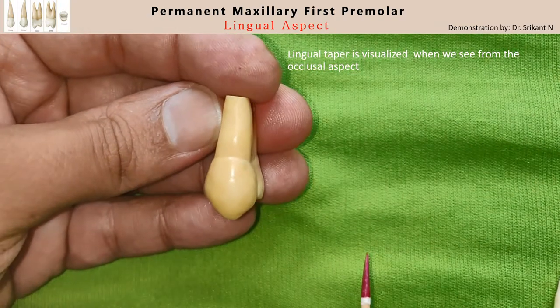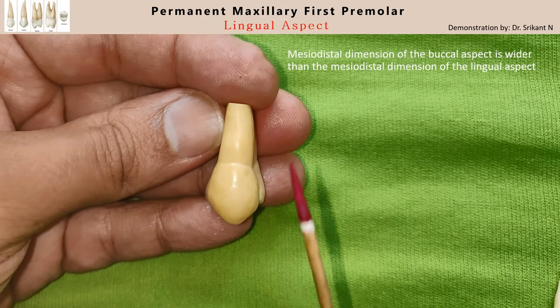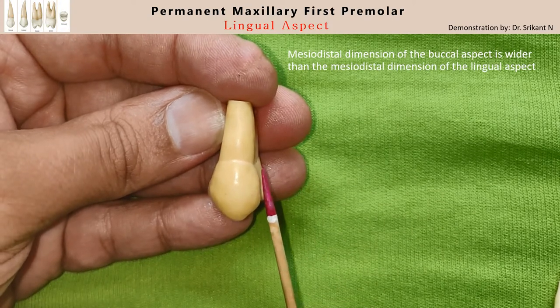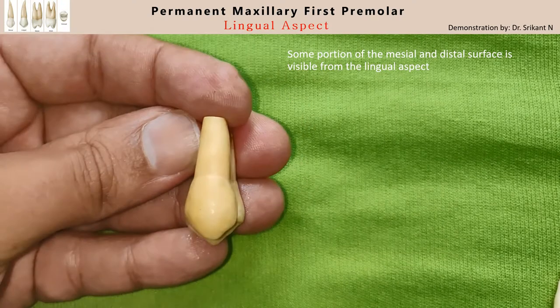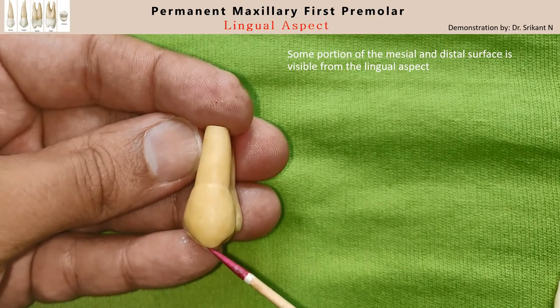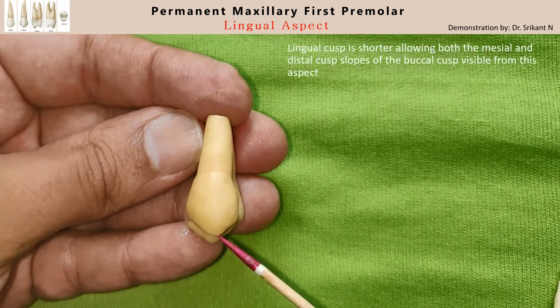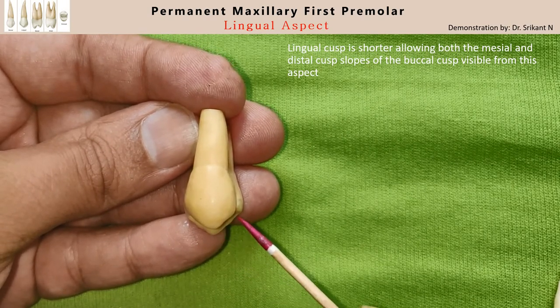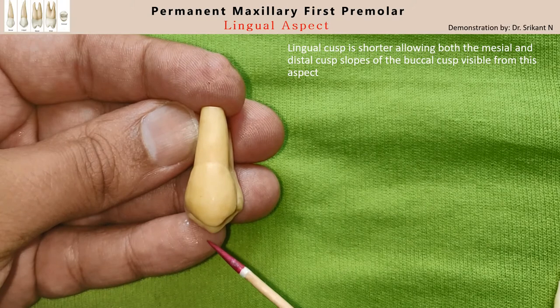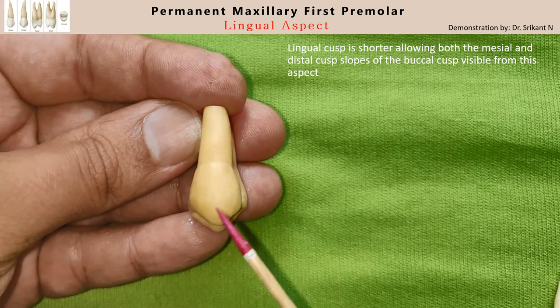Hence, when you see the tooth from the lingual aspect, some portion of the mesial surface and the distal surface is visible. Not only that, the lingual cusp is shorter than the buccal cusp. Hence, you can actually see both the distal and the mesial slopes of the buccal cusps from the lingual aspect.